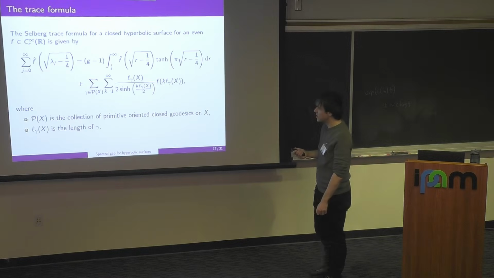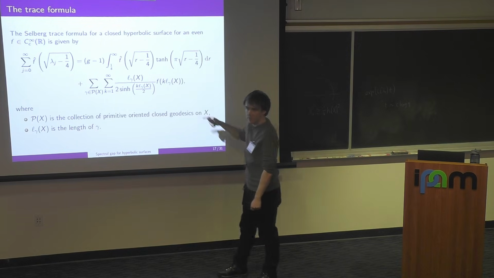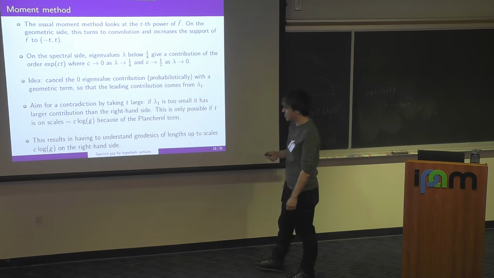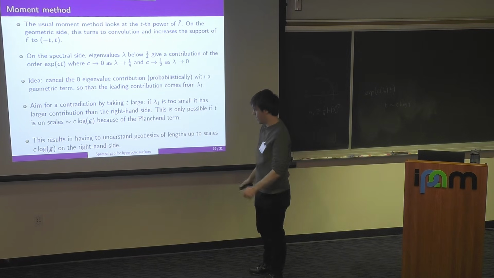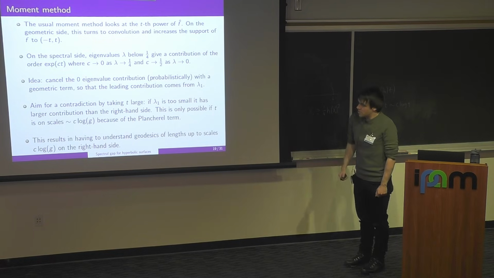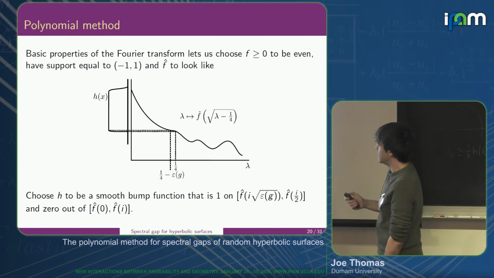But remember, t was the size of the support of this f. So to go for a contradiction, you need to understand closed geodesics whose length scale is like a constant times log of g. And this is very, very horrible to understand at these length scales. This is why these previous works really have to understand the geometry very, very well on very long length scales. Okay. So we don't want to go about this method. We want to do something different.